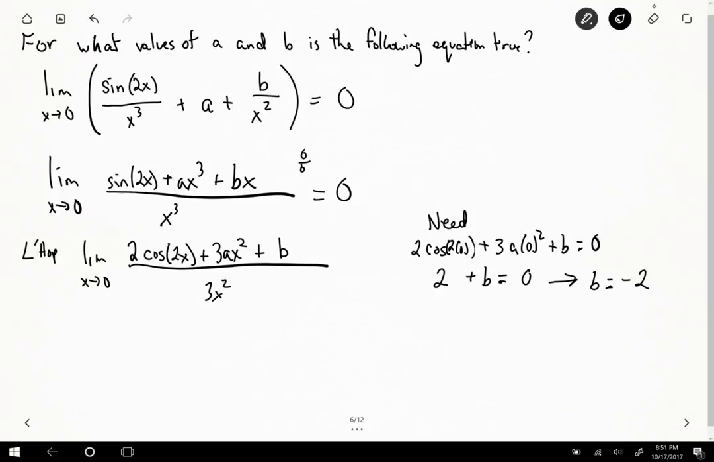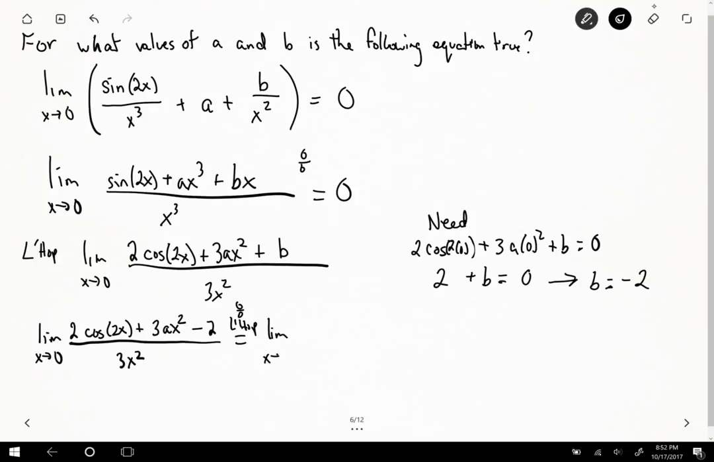Well, we have what b is, so that tells us that we can replug this in now. We get the limit as x approaches 0 of 2 cosine of 2x plus 3ax squared minus 2, all over 3x squared. Now notice what happens. We need this to equal 0, and luckily this gives us a 0 over 0, so that means we can use L'Hopital's rule again.